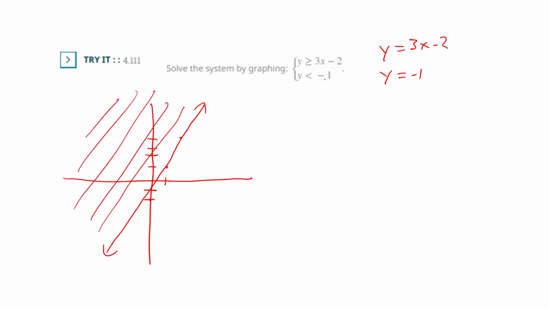Now, this is a unique thing. Do you remember what a line y equals -1 looks like? That means y always looks like -1. So it's going to be a horizontal line. And now there's no equal involved, so it's going to be dashed. And we want the y's less than that line, so that's going to be this way.